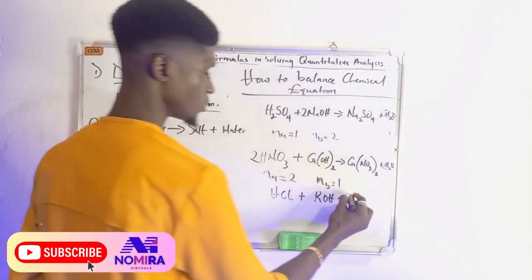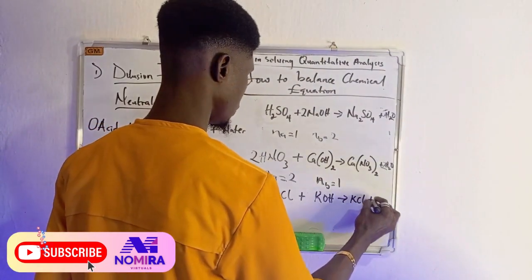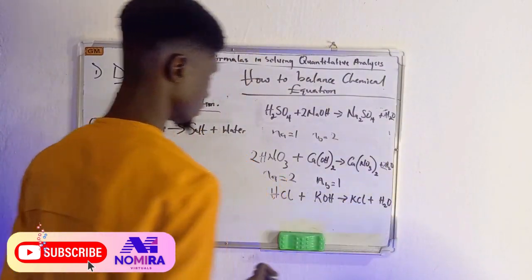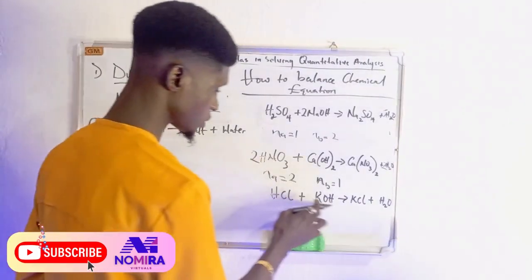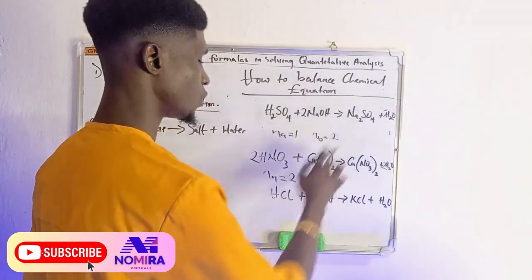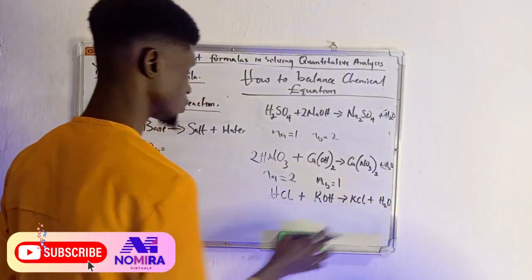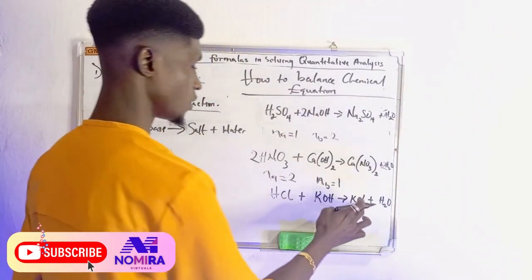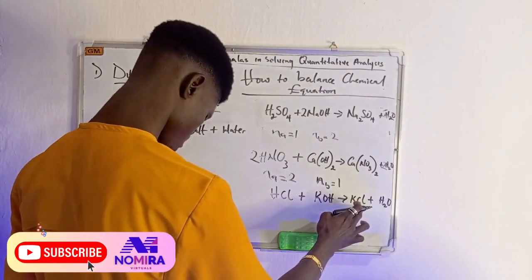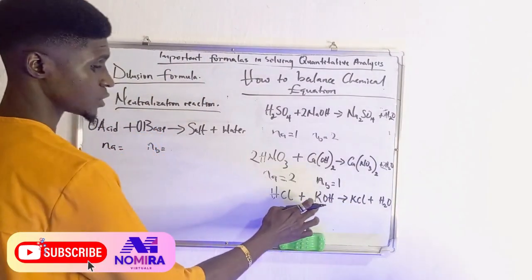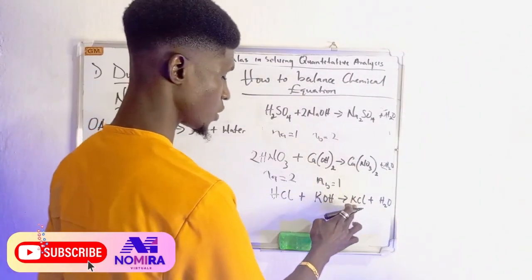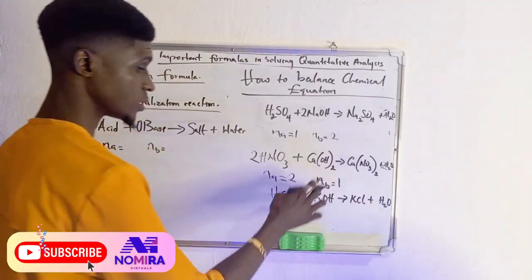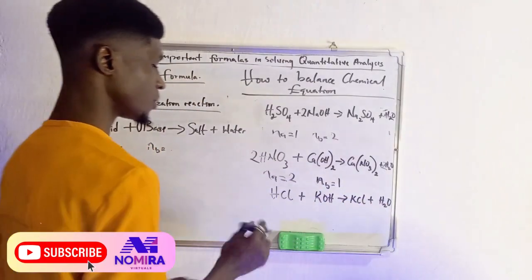This will be potassium chloride plus water. Okay, hydrogen is 1 plus another 1 here, that is a total of 2. On the product side, hydrogen is 2. Chlorine is 1 here. On the product side, chlorine is 1. Then potassium is 1 here. Potassium is 1 on the product side. Oxygen is 1. Oxygen is 1. So it is balanced.